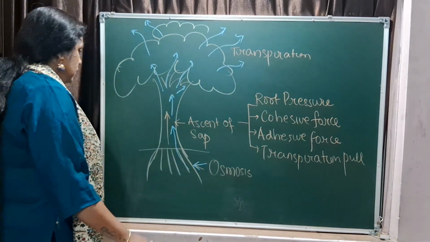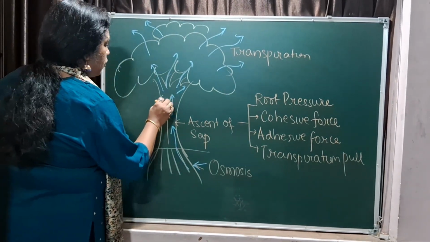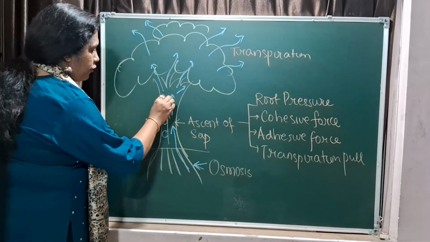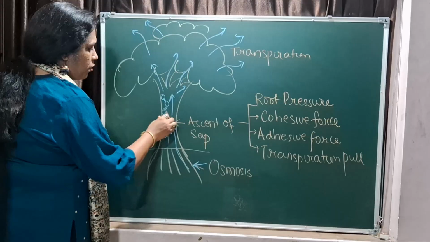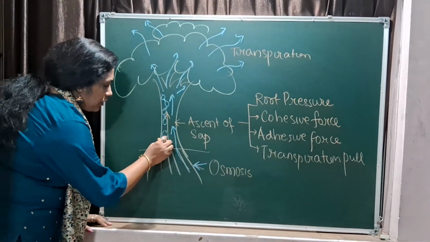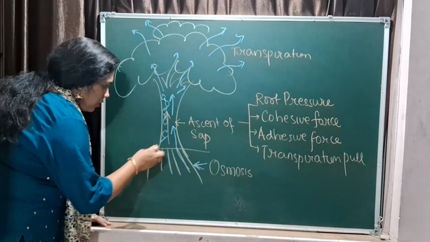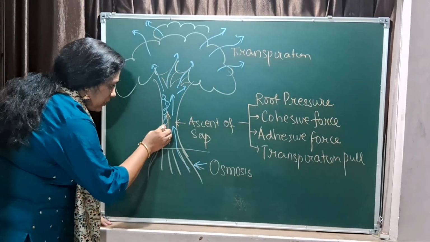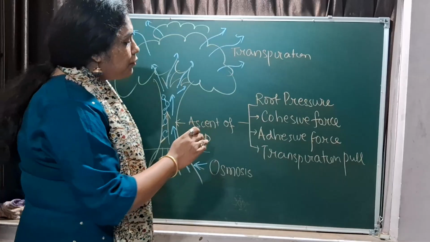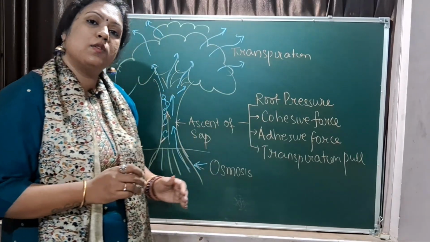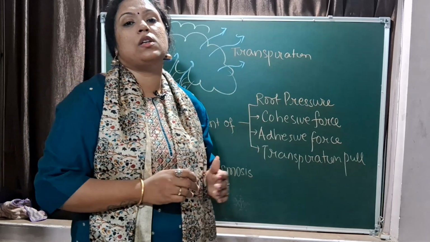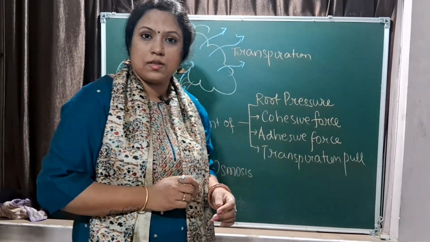Now you know that water molecules move in this way. Okay, so there is a kind of force of attraction between the two water molecules. That is a cohesive force. There is a force of attraction between the water molecule and the xylem vessel. That is an adhesive force. Cohesive force and adhesive force make the water flow in a column. Continuous flow of water is maintained by these two forces.